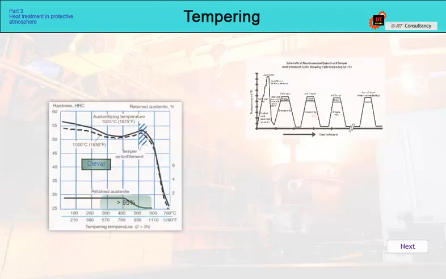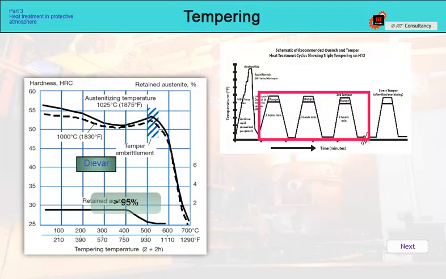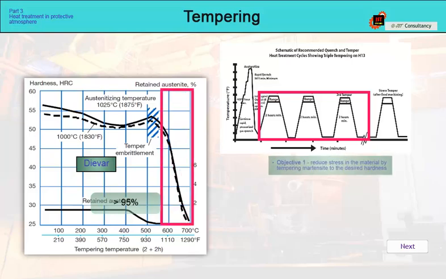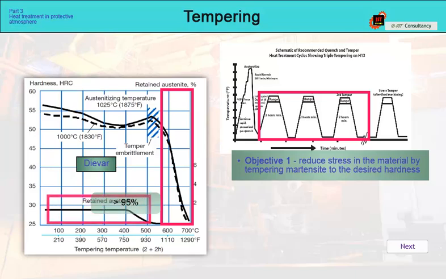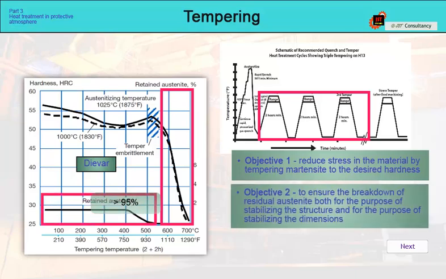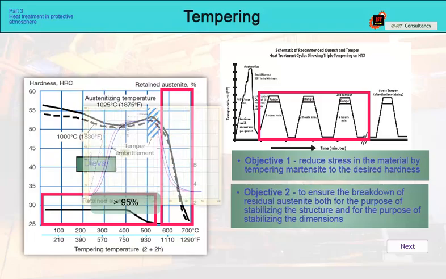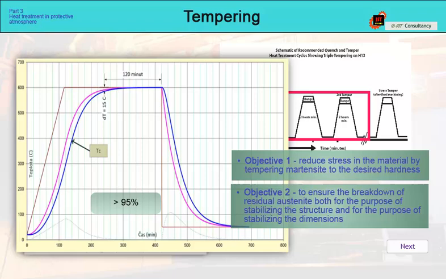If we summarize and simplify all the above, the tempering process has two basic goals: to reduce the stress in the material by tempering martensite to the required hardness, and to ensure the transformation of residual austenite to martensite, both for stabilizing the structure and the dimensions. It is important for the work of the heat treatment plant that the tempering operation is reproducible. Therefore, it is necessary to correctly define the tempering holding time in the operating conditions and fix it as a mandatory parameter for determining the tempering temperature to achieve the required hardness or strength.